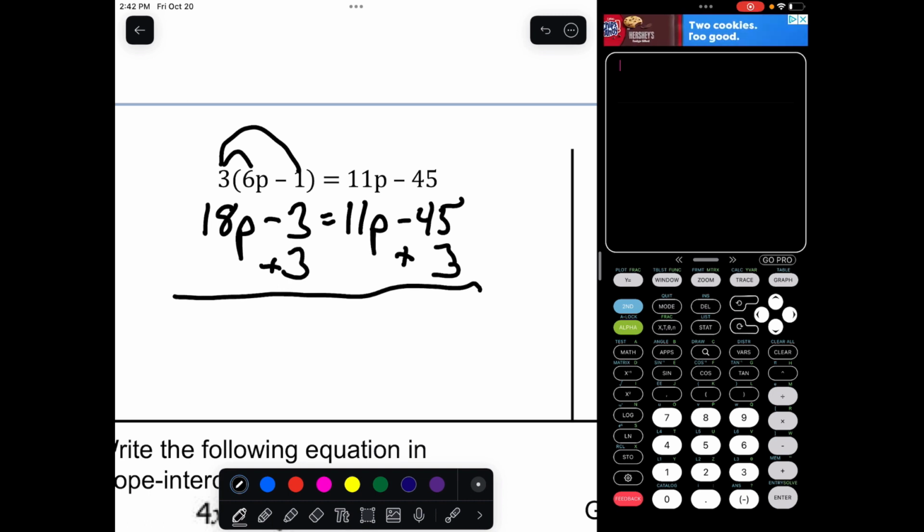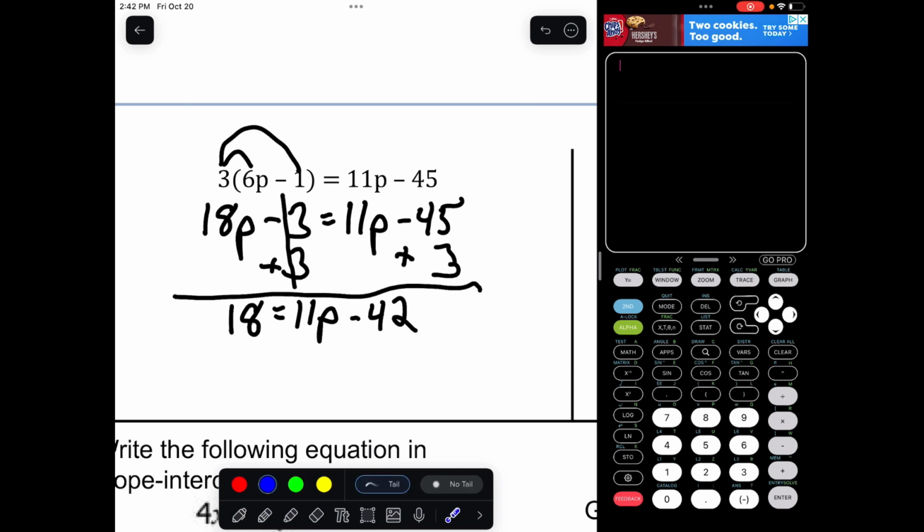-3 and plus 3 cancels that out. That's what we want to do, right? We're just trying to get this p over here on the left all by itself. So if I'm moving these numbers out of the way, I'm moving them to the right. That's a good first step. On the left, I'm left with 18p equals 11p, -45 plus 3 is -42.